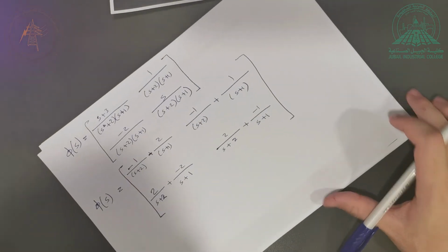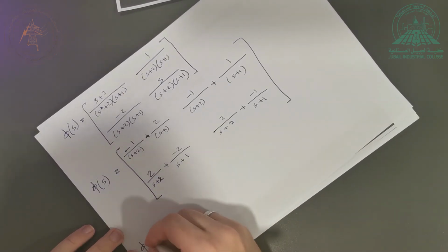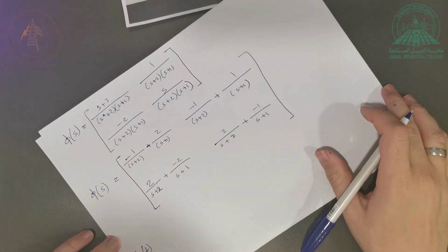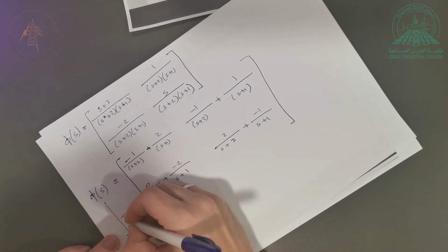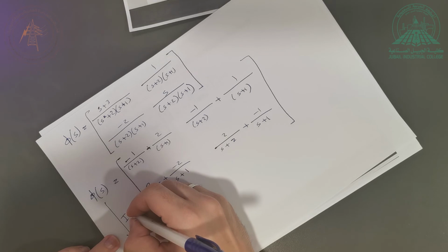Now the final step, finally, after a long mathematical operation, now we can find what is phi of t by taking the inverse Laplace transform.